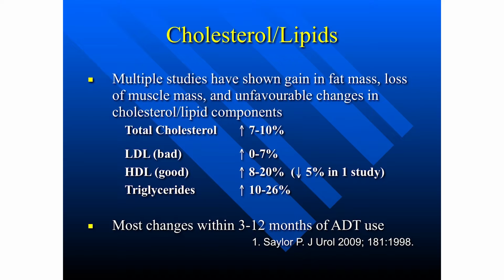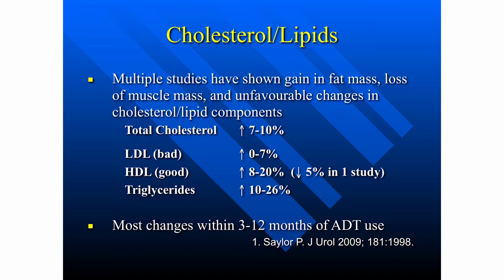So lipids are blood fats, and cholesterol is the other name for it, but sometimes you'll hear it called lipids and cholesterol. They're similar. Total cholesterol levels will go up, which is bad. They go up by 7 to 10% on average for men who are on ADT. The bad cholesterol goes up by about 0 to 7%. The good cholesterol goes up in most studies, although there was an exception in one. And blood fats go up by 10 to 26%.